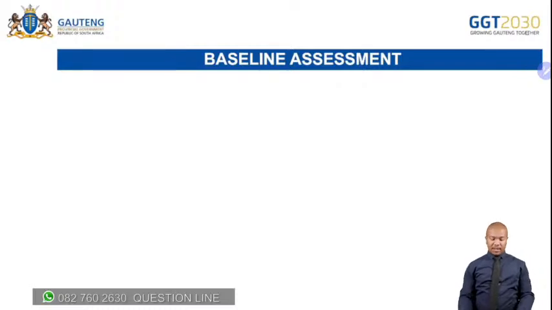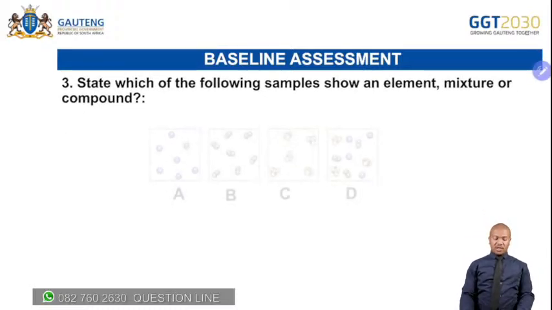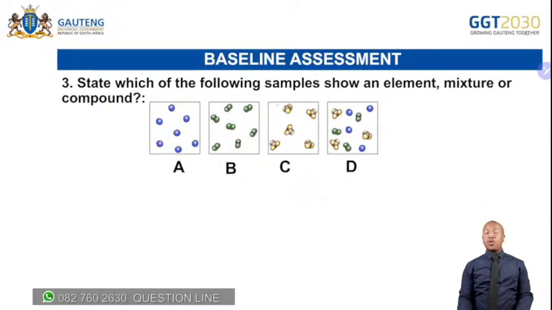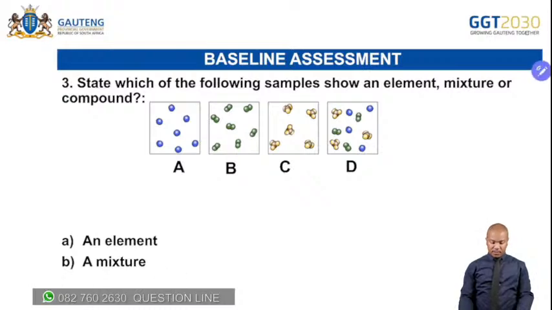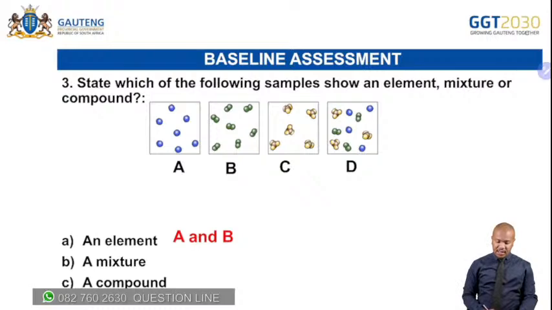Now moving on to number 3. You need to state which of the following samples show an element, a mixture, or a compound. This is between A, B, C, and D. So which one shows an element between the 4? Which one shows a mixture and which one shows a compound? An element, it is A and B.